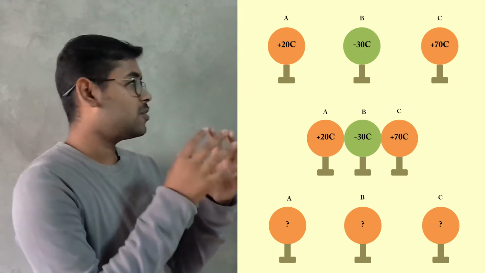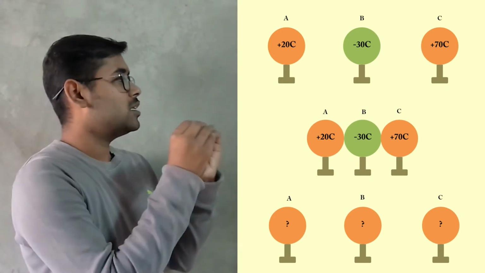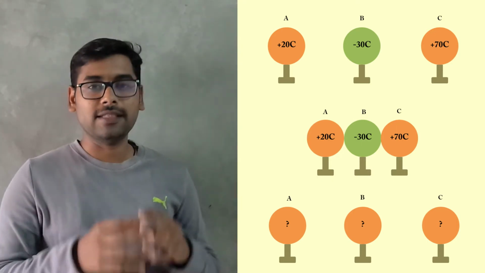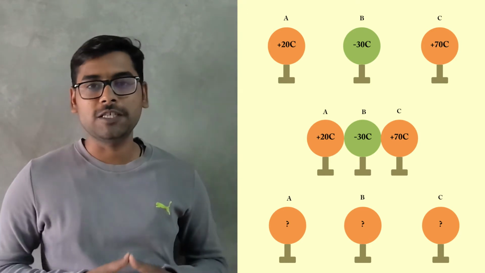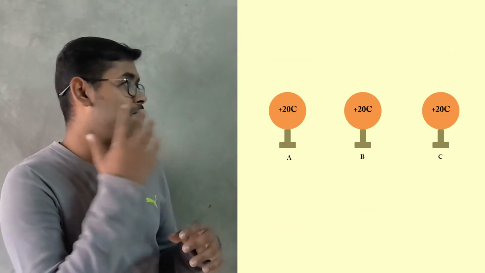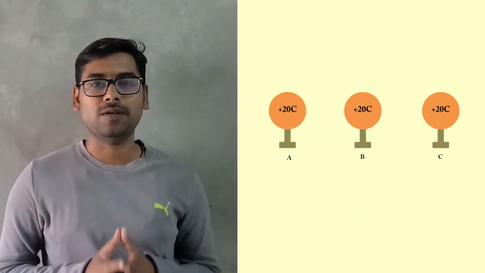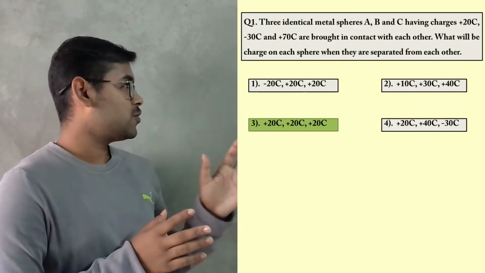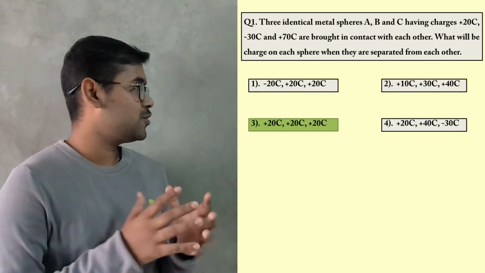And when you bring them in contact with each other, this 60 coulomb will distribute among these 3 spheres equally, and at the end when you separate them, each of these spheres will have plus 20 coulomb, plus 20 coulomb and plus 20 coulomb. So answer to this question is option number 3, which is plus 20 coulomb, plus 20 coulomb and plus 20 coulomb.